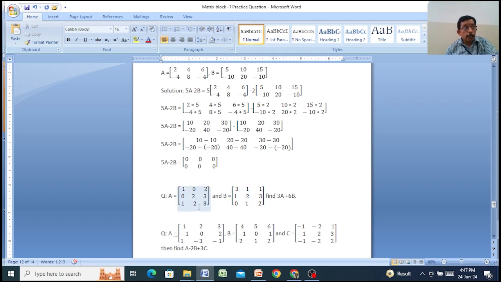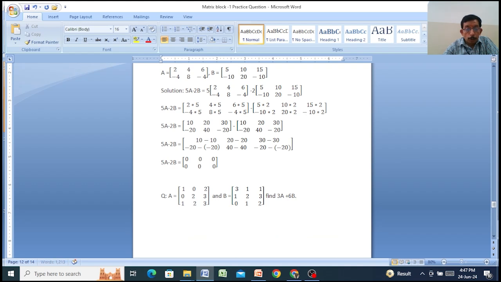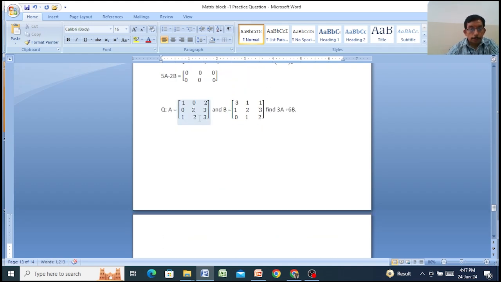These are 3 by 3 order matrices. Now we find the result of 3A plus 6B. Is it clear? Now solve this problem. First we find the solution of this type of question. First we note down the given equation, find the value of 3A plus 6B.